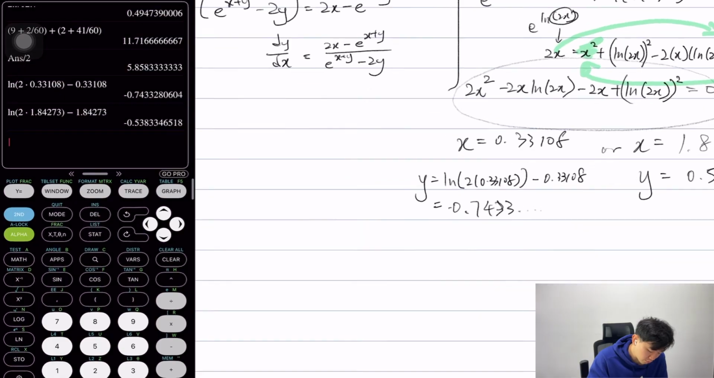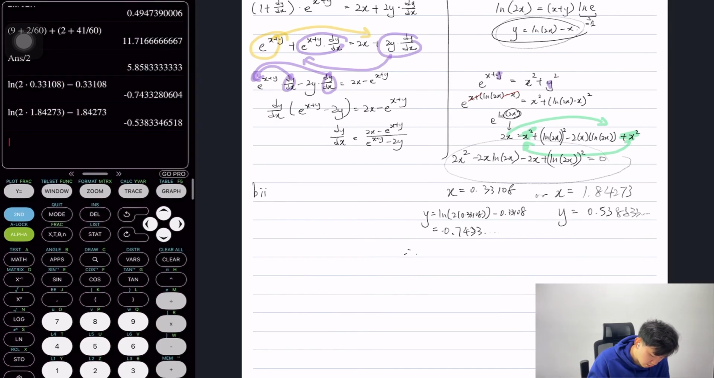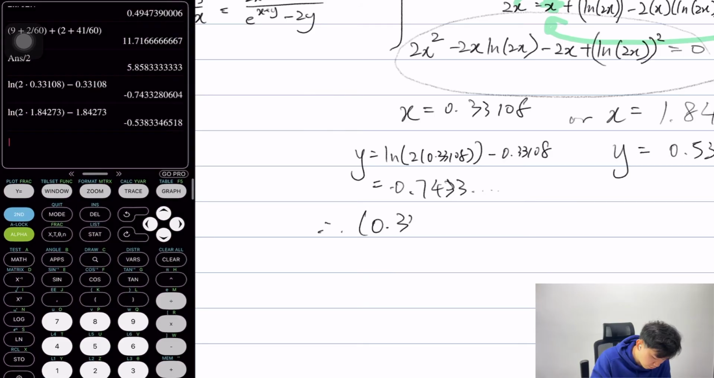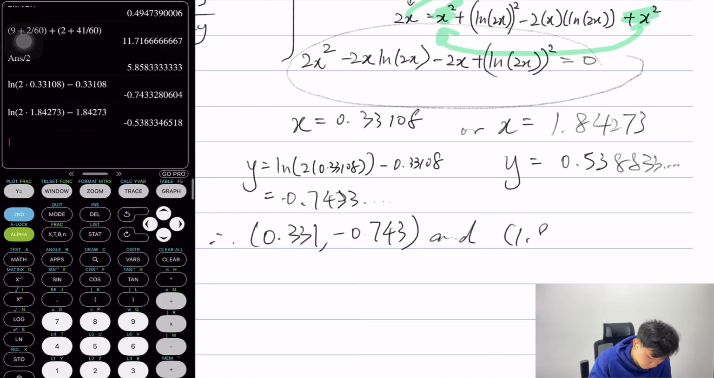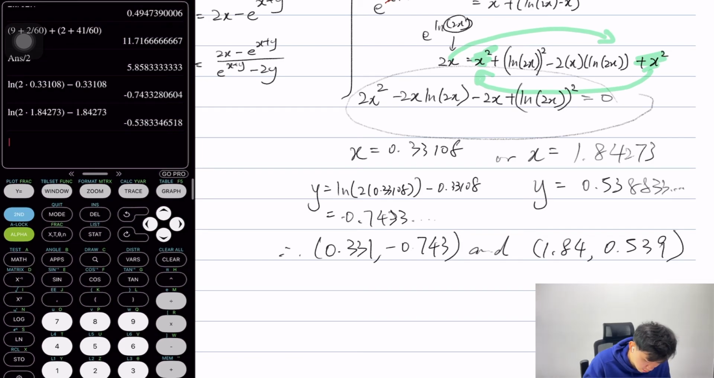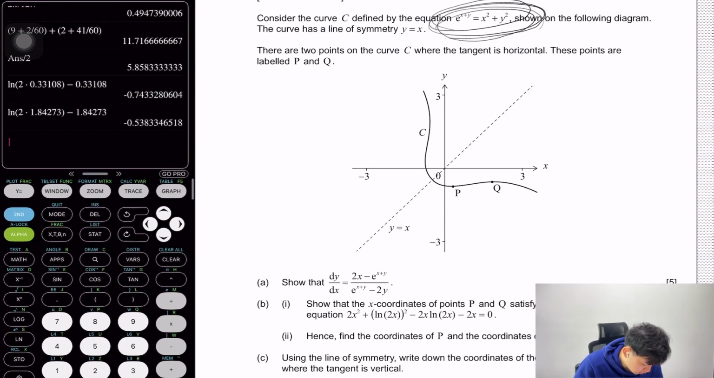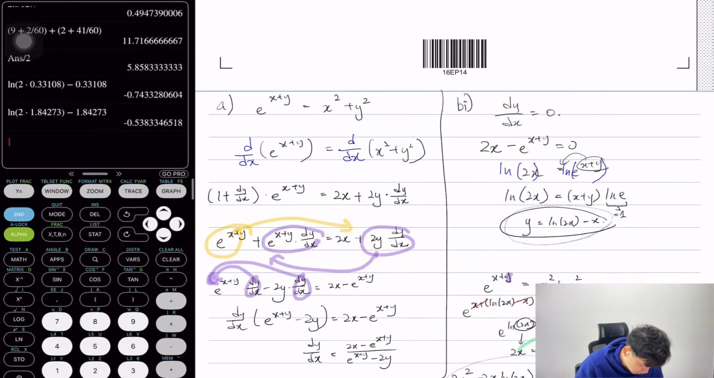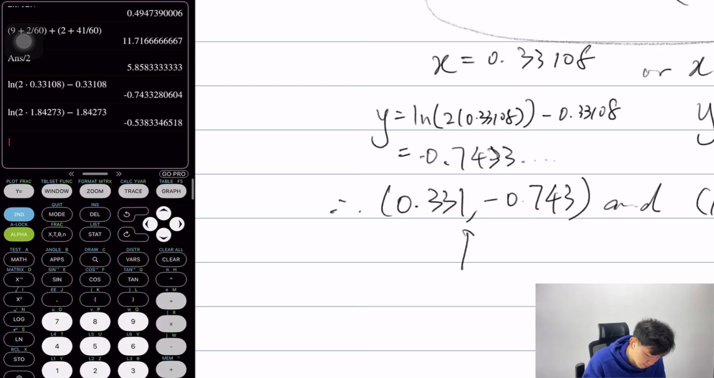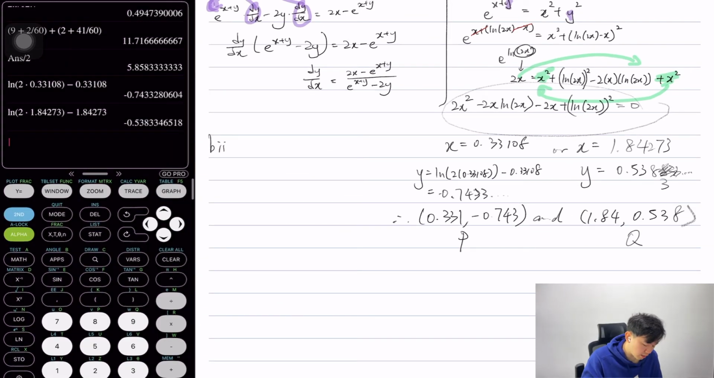Okay, so therefore you have two sets of coordinates, which is 0.331, negative 0.743, and 1.84, 0.538. Sorry, this should be just a 3. Okay, all right, so then we have to label what is P. This is basically the P, this is basically the Q. All right.